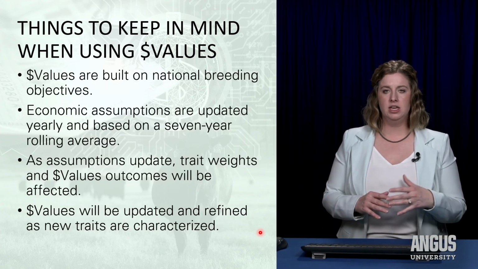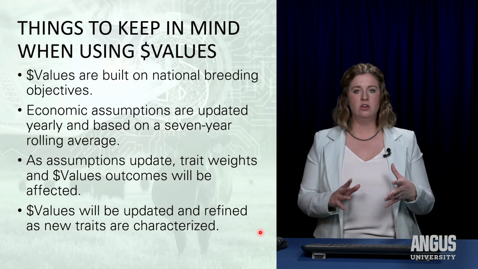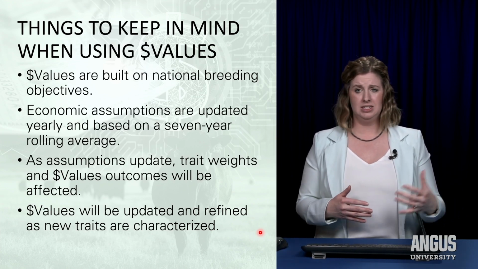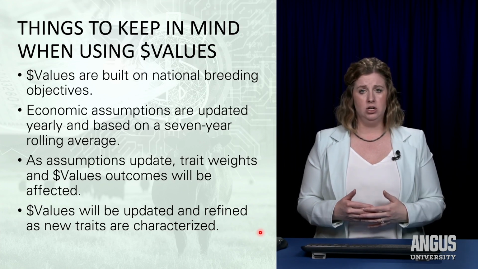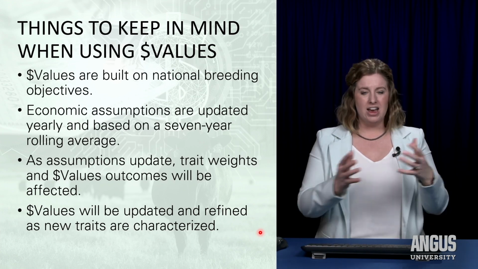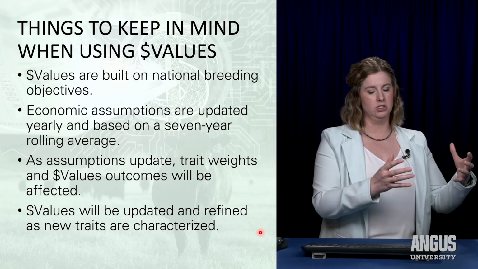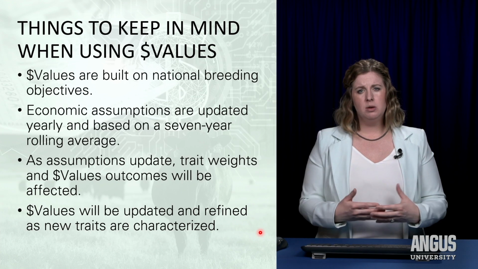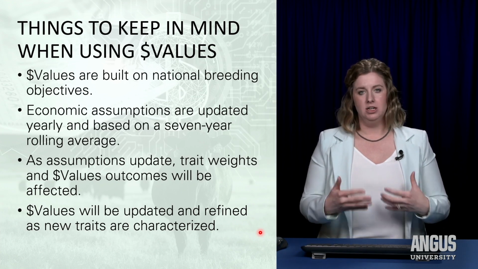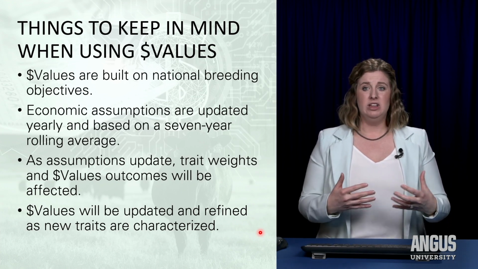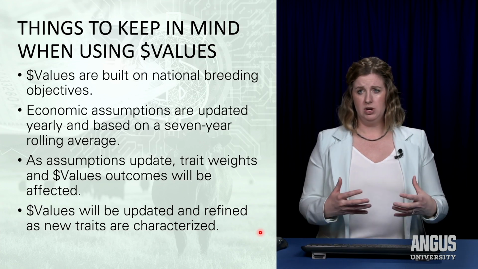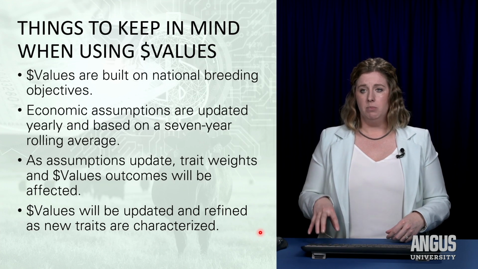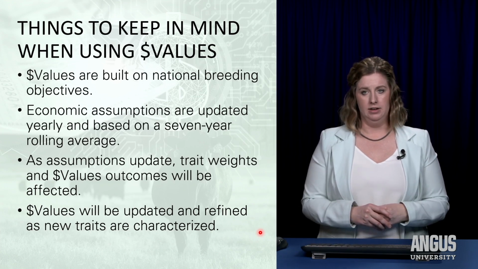So with that, things to keep in mind overall: dollar values are built on national breeding objectives. If you're having an individual incidence, let's say a higher rate of calving dystocia in your herd, you may need to put some extra emphasis on something like calving ease direct or calving ease maternal outside of what these dollar values do. So you still need to be paying attention to the issues in your individual cow herd, and we still need our really great Angus breeders to breed cattle based on all the component parts to make sure we have really great bulls and females to deliver into the commercial cattle industry.